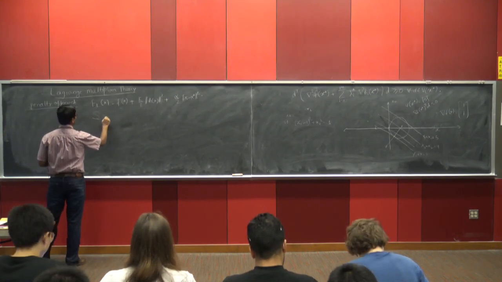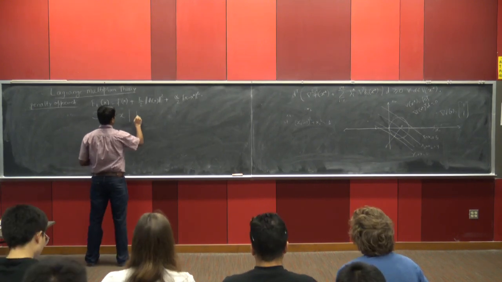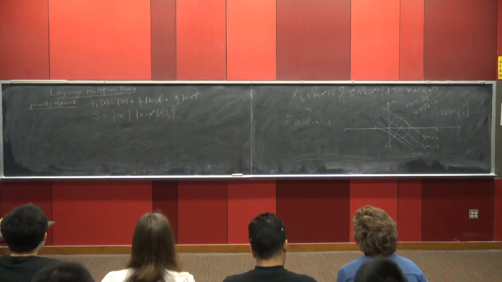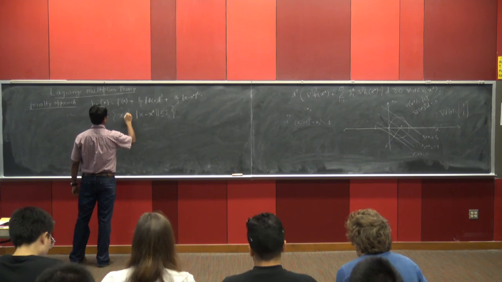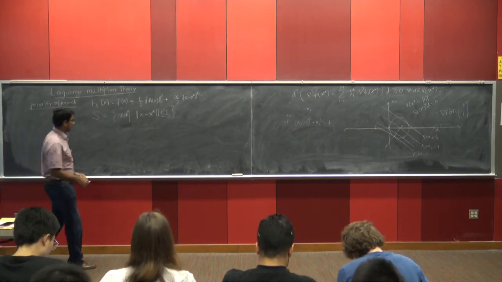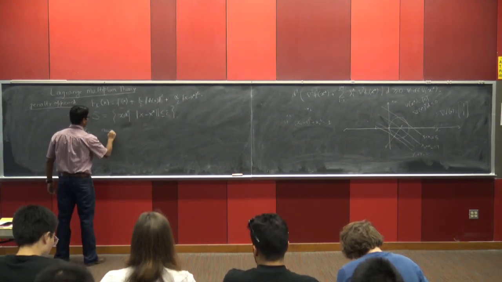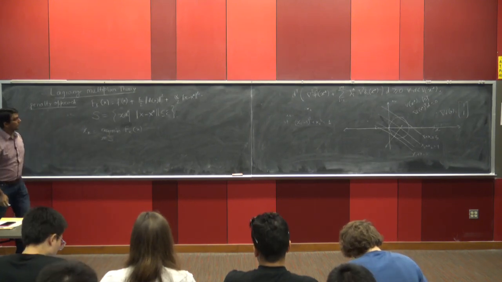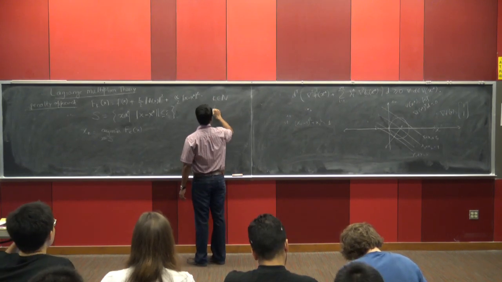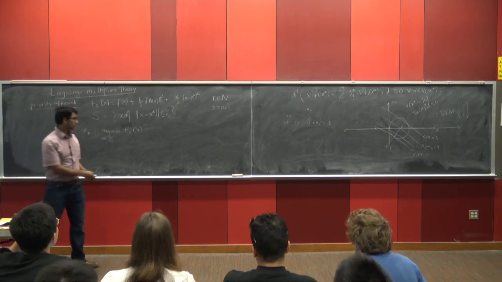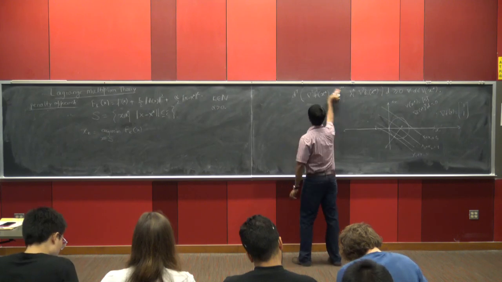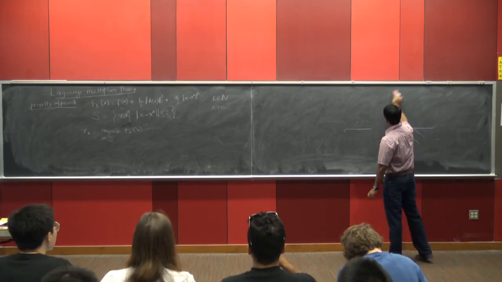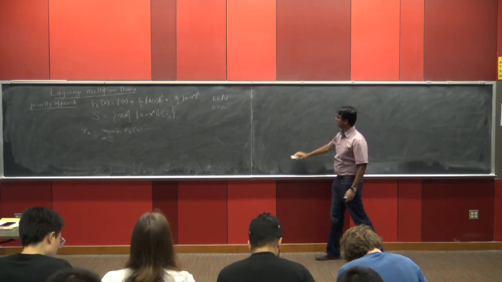And I'm going to define a set S as the set of x such that norm of x minus x star is less than or equal to epsilon. And I'm going to define x_k as my argmin of f_k(x) over x in S. My k is a natural number, and alpha is a strictly positive constant.